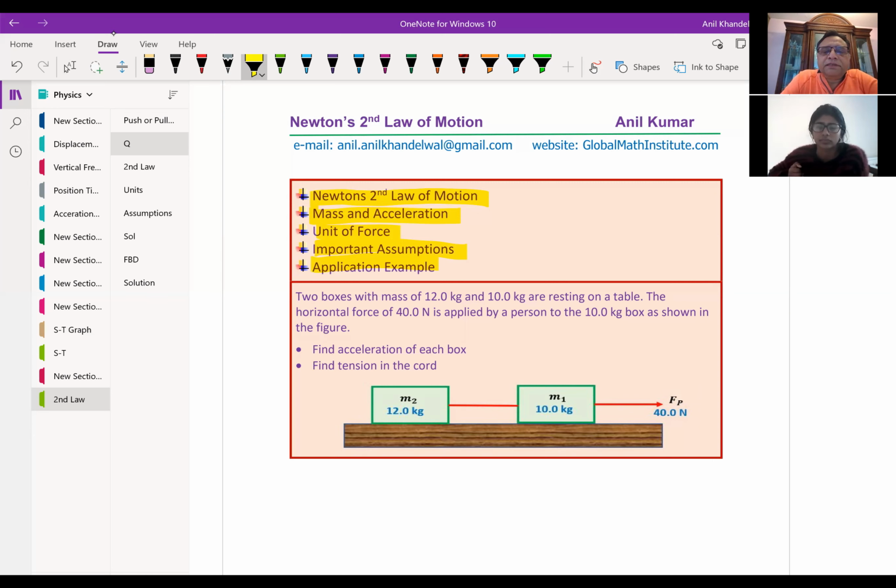Now, a few important things. When you see the units, like 12.0 kg, 10.0, and 40.0, it clearly indicates that we are talking about three significant figures. So if nothing is mentioned, you have to write your answer to three significant figures. Is that clear to you?